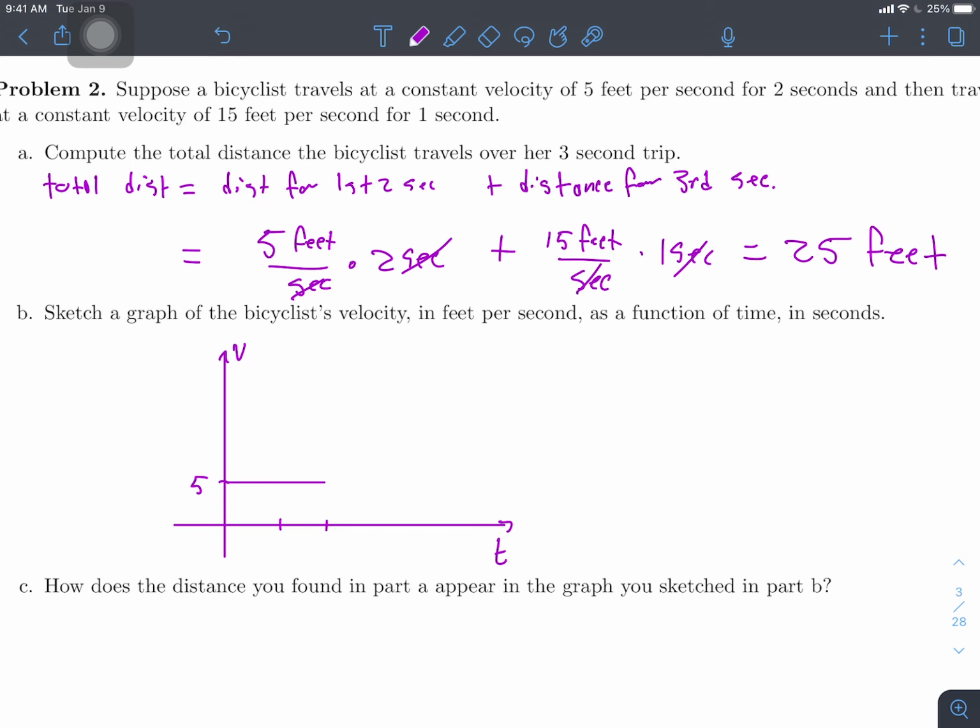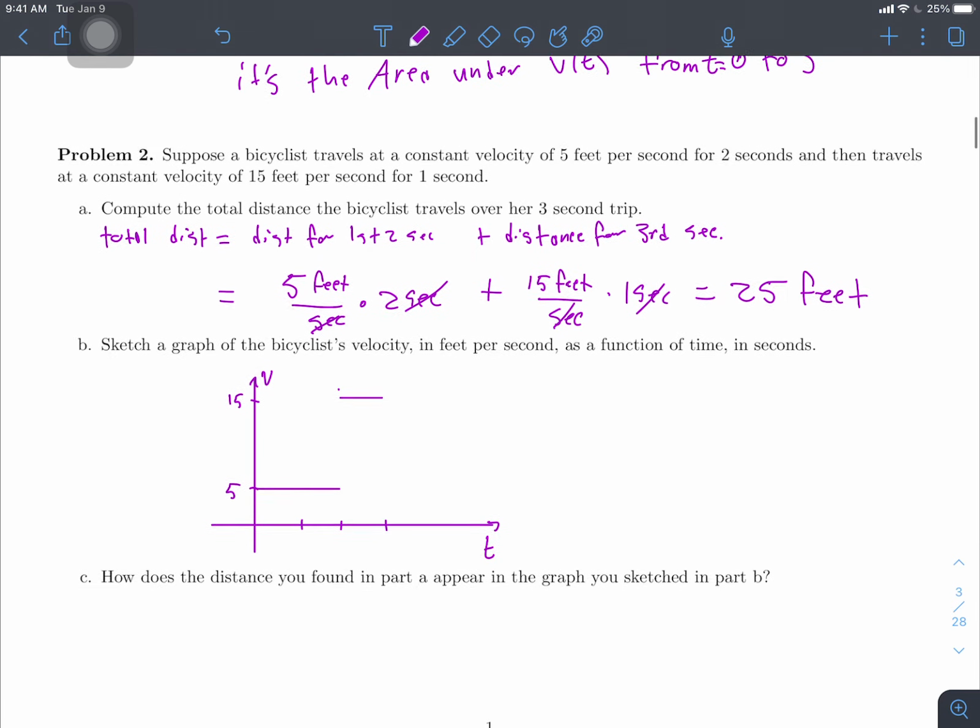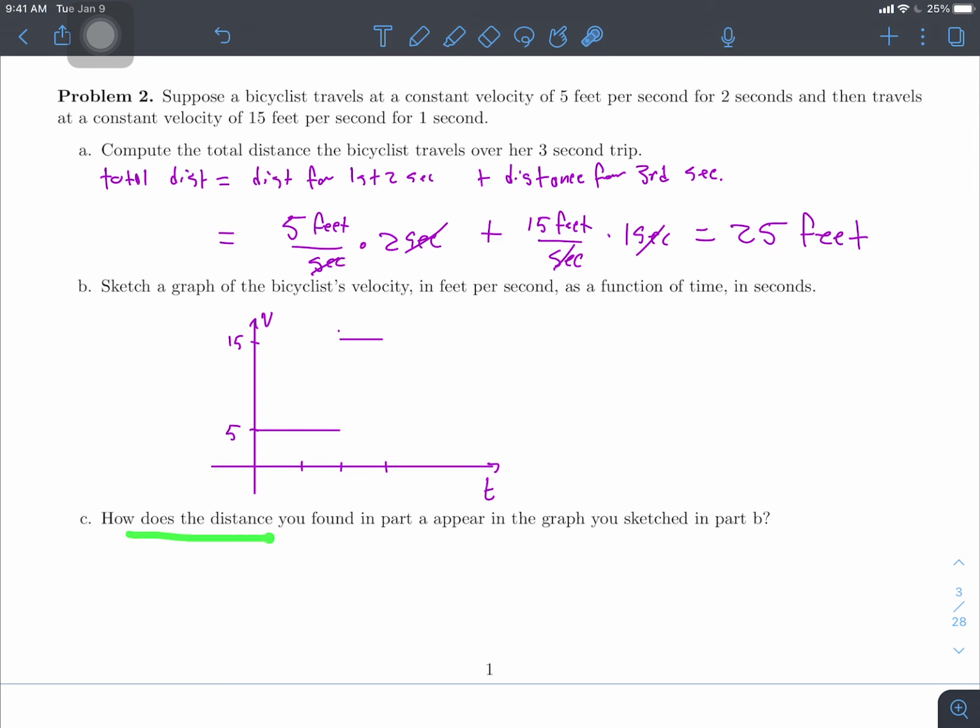Okay, and then what happens? Then suddenly, as if by magic, she's traveling 15 feet per second for the third second. Probably looks like that. Okay, and again, we ask ourselves, how does the distance found in part A appear in the graph? Well, it's just going to be the sum of the 2 areas which are found by taking these 2 rectangles.